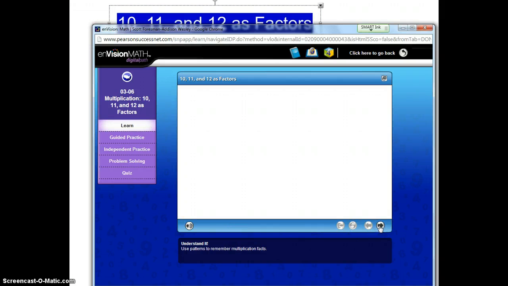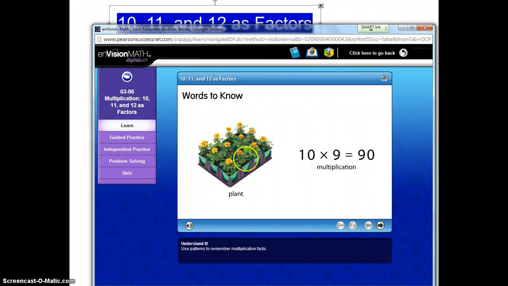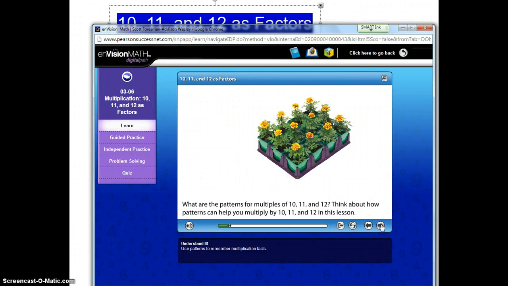Here is today's lesson. Words to know, of course, are pattern and multiplication. You know what those are. You do not need to be writing this down. I'll let you know when you need to write something down.